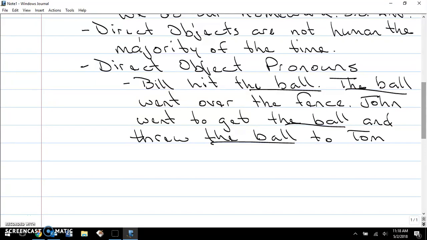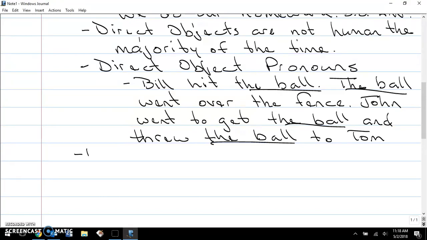So I'm sure you understand in English we could do it better by substituting it for the ball. Bill hit the ball. It went over the fence. John went to get it and threw it to Tom. That condenses things a lot, takes away some of the repetition. So that's why we use direct object pronouns. Okay?